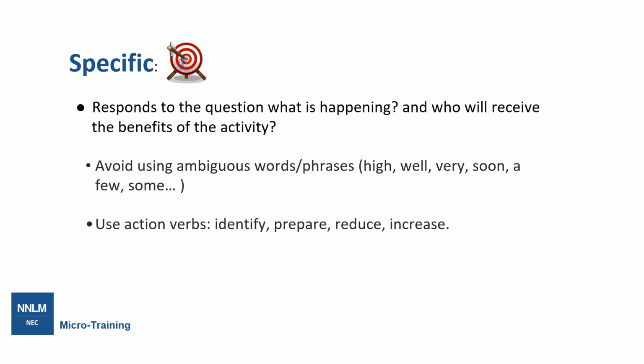Now, let's move to analyze each one of the components of the SMART objectives. Specific. This component responds to the question, what is happening and who will receive the benefits of the activity. Avoid using ambiguous words like much, good, a few, clear. What is good or clear for somebody could be different for somebody else depending on the context. And keep in mind that every interested person who reads this statement should get the same message without needing additional clarification.